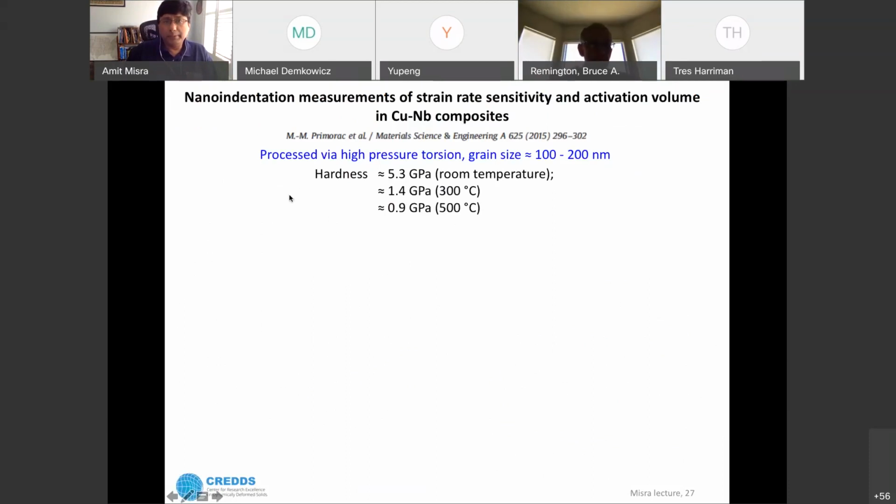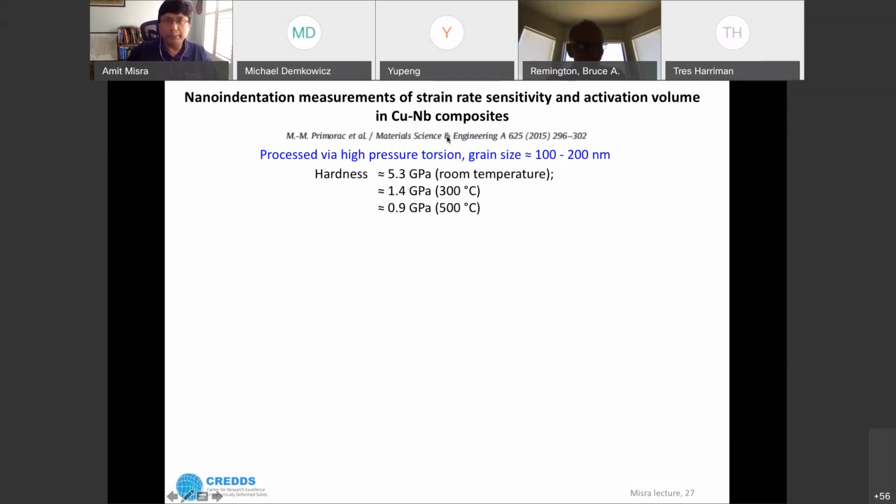This is made by high pressure torsion. So it is severe plastic deformation, different from ECAP, but it's going to produce microstructures that have fine, not nanocrystalline, but at least ultra fine grain. And it makes the material very strong. So hardness is about 5.3 GPa.